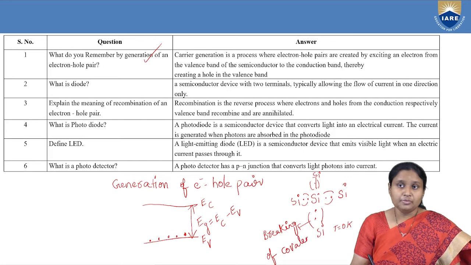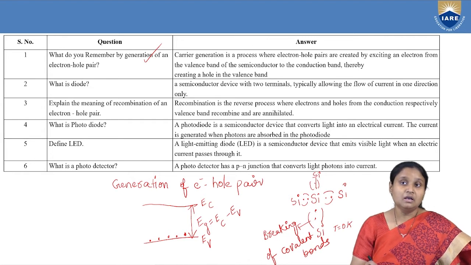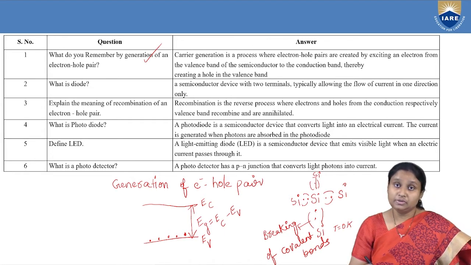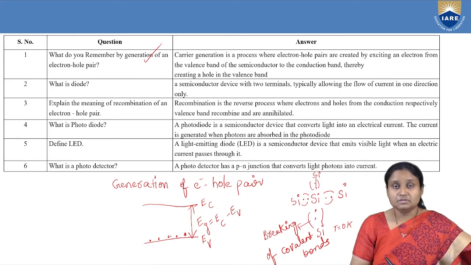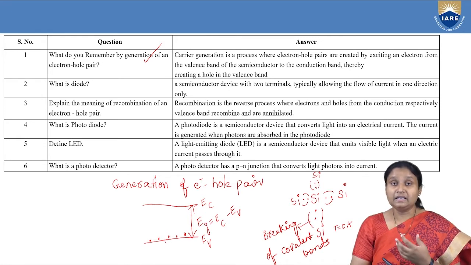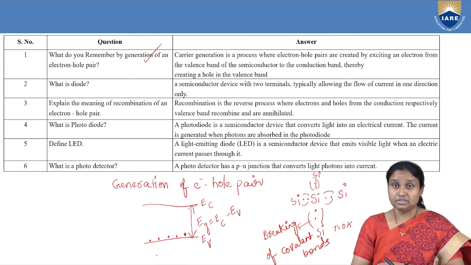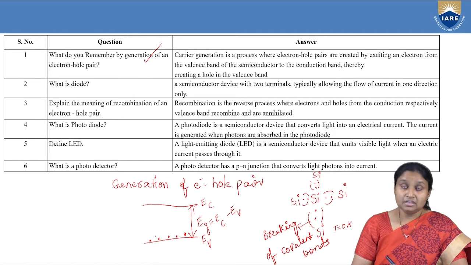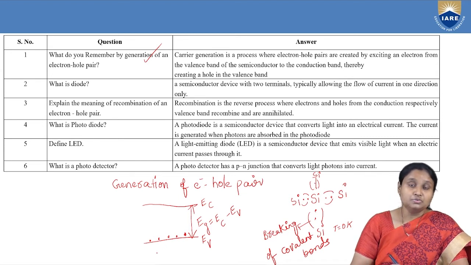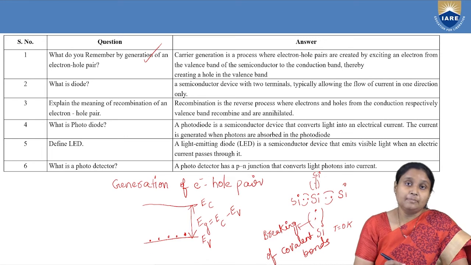What exactly do we mean by breaking of covalent bonds? It means that electrons which are strongly bonded to their atoms come out of that bond and actively participate in conduction. The valence electrons gain energy, which comes either as thermal energy or electrical energy. That energy should be sufficient to make the electron in the valence band jump across the forbidden energy gap and go to the conduction band.